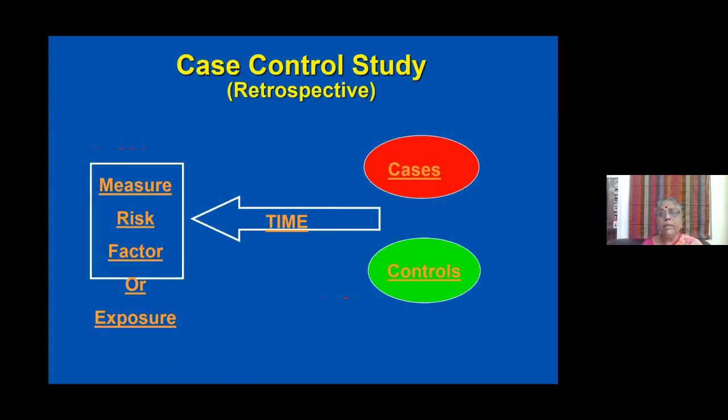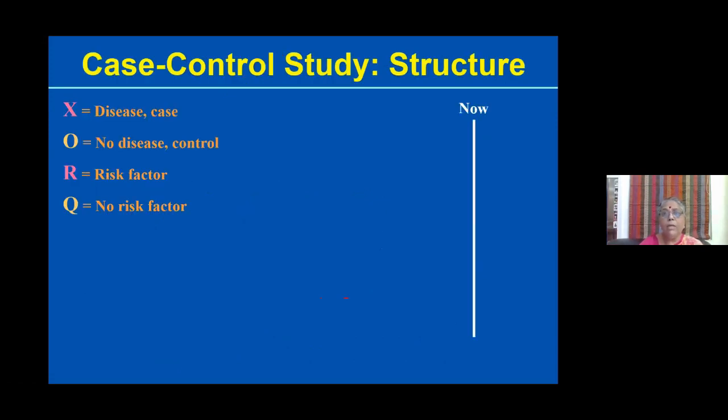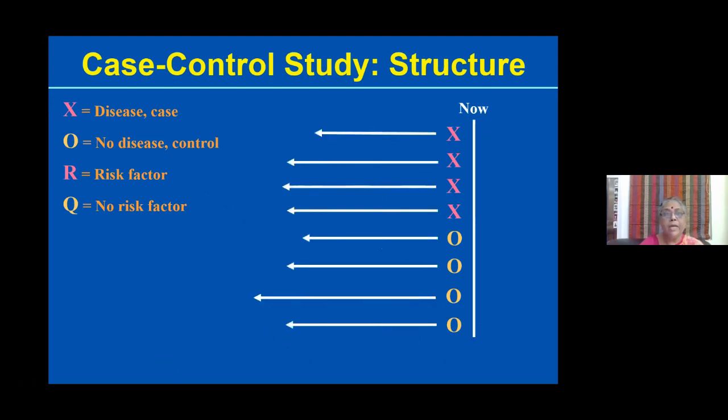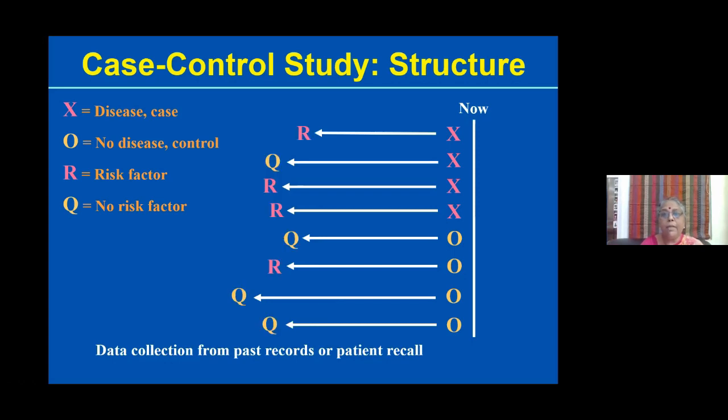So this is a case control study represented diagrammatically. You have one group of cases, you have the other group of controls. You are going backwards in time retrospectively to measure the risk factor or exposure in both the groups. The researcher is standing at the white longitudinal line and he has two groups. X is those who are diseased and O is those who are not diseased. He goes back in time and then he looks for the exposure or the risk factors. Now, the problem with this is that you have to collect data from records or from patients' recall, and therefore you have a recall bias.